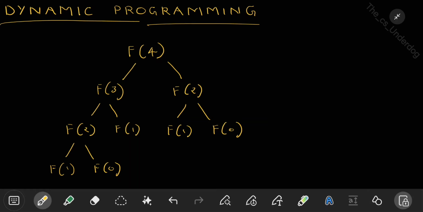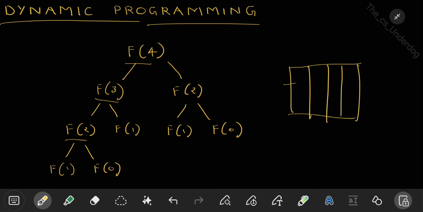When you're using dynamic programming, what happens is, whenever you make these calls and you get the final answer for those calls, you will store it in a table. So you will have a table here, and in this table, you will keep storing the values that you are computing. Let us say you made a call to f of 4.